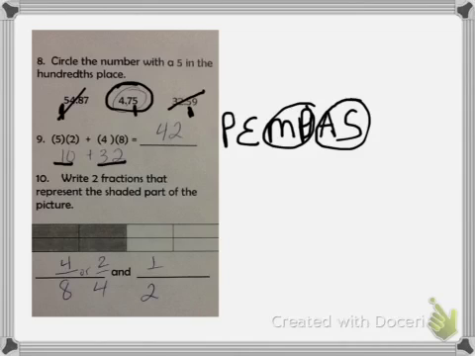Number 10, write two fractions that represent the shaded part of the picture. Well, I can see that there are 4 rectangles here out of 8 total. So my first fraction could be 4/8. I also notice that if I take out these dividers here, there we go, we end up with 2 long rectangles out of 4 altogether. So another fraction could be 2/4. And last, the half on the left is shaded compared to the 2 pieces altogether, the shaded and non-shaded, so the other fraction could be 1/2.